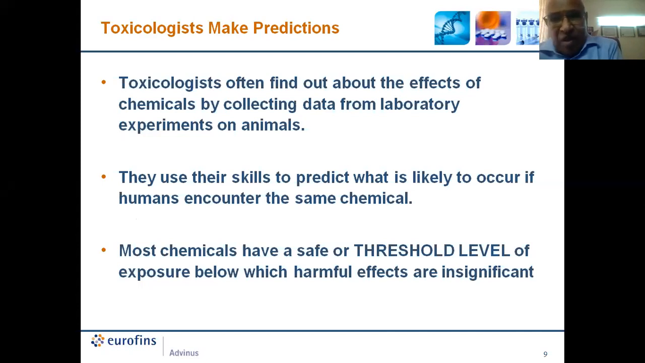And lastly, most chemicals have a safe threshold dose. I'm sure many of you have heard of tetrodotoxin or tetanus toxin. That is among the deadliest chemicals. But if the exposure is minimized to the lowest level, it also can be safe. Next slide, please.